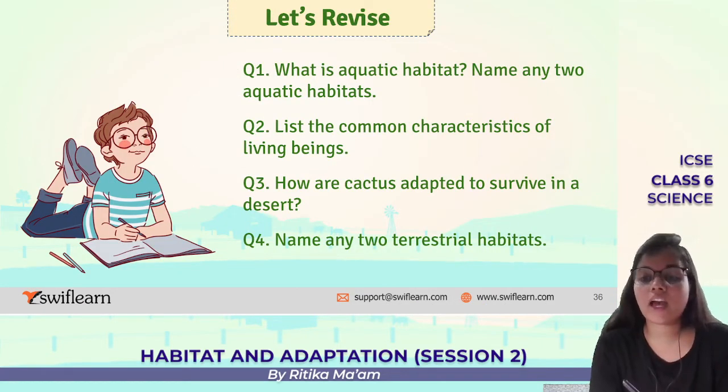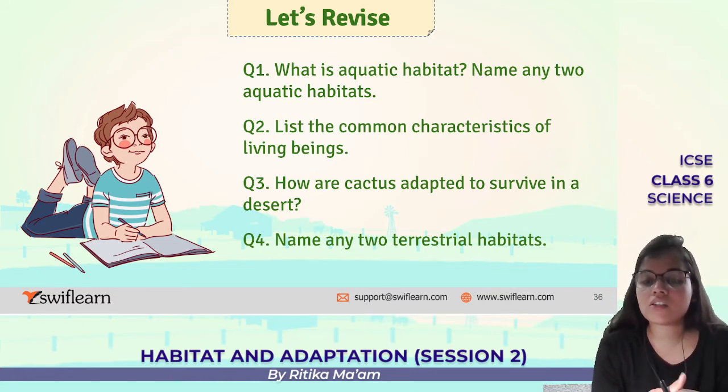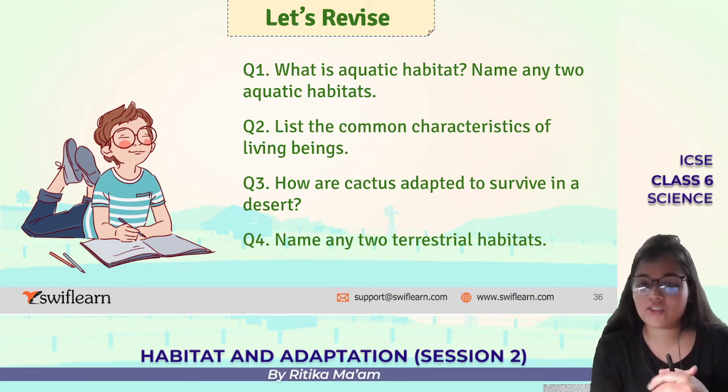What is an aquatic habitat? Name any 2 aquatic habitats. So, the habitats which are underwater are known as aquatic habitats. We can have aquatic habitats in a lake, pond, sea, ocean, etc.